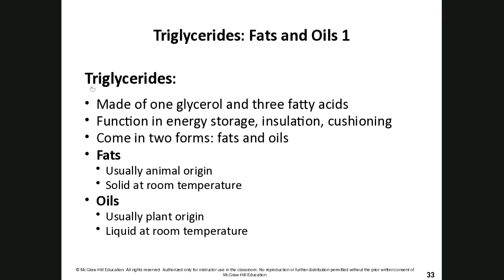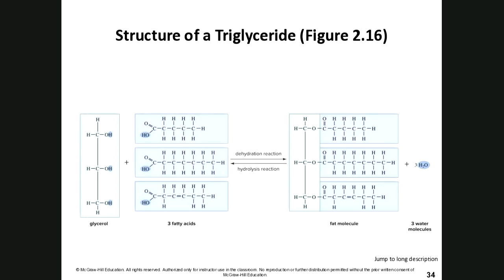Saturated fats or fats usually come from an animal. So that would be things like butter and lard. And then oils, they originate from a plant. So things like olive oil, sesame seed oil, grapeseed oil, those are going to be more plant origin. Fats are solid at room temperature. Oils are liquids at room temperature. Oils are what we consider non-saturated fats. Fats are saturated fats. So here's a picture of that triglyceride.